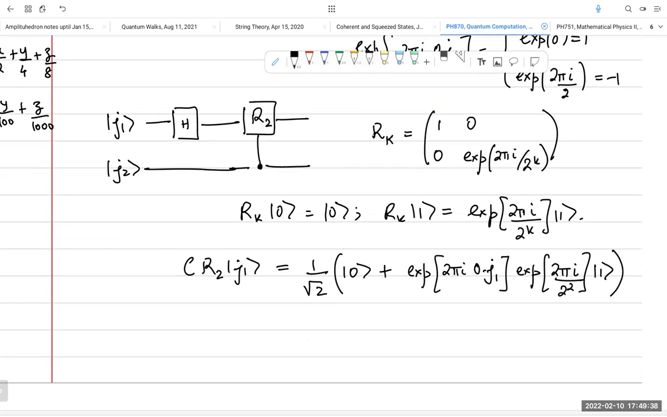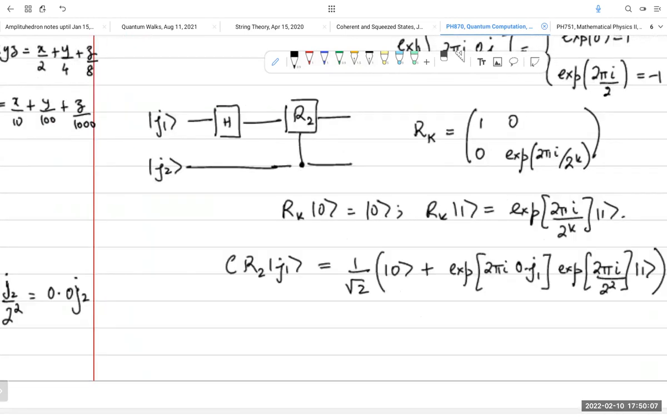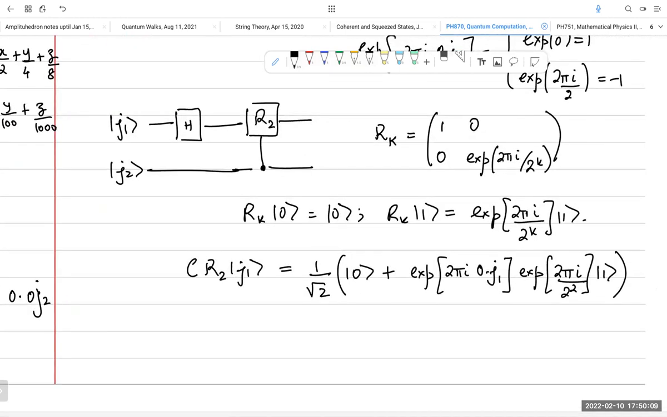Vineet, Rohan, are you guys with me? Yes, sir. Now, this phase factor will act only when j2 is equal to 1. Now, when I say 2 to the 2, what does that correspond to? That corresponds to the second significant digit. So I can write this as 0.0j2. Here in the first place, I have 0.j1 and the second term gives me 0.0j2.